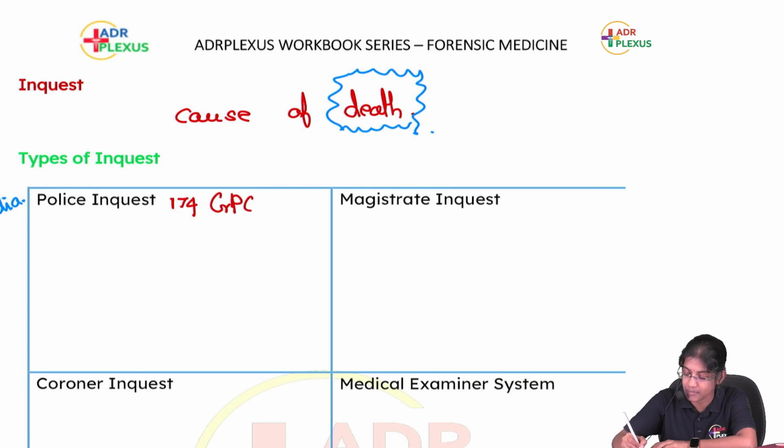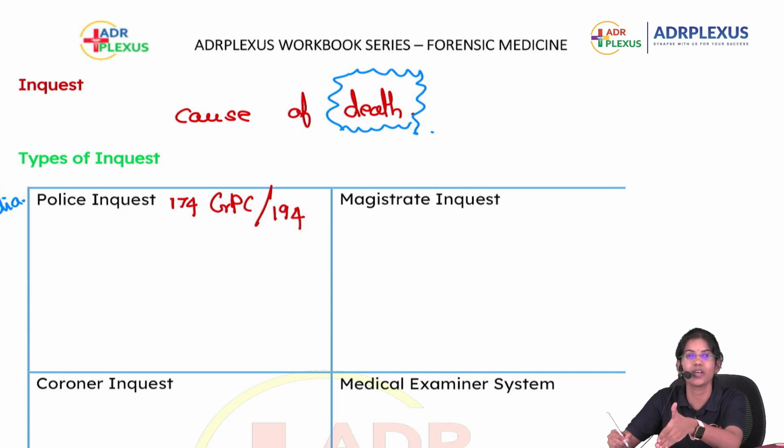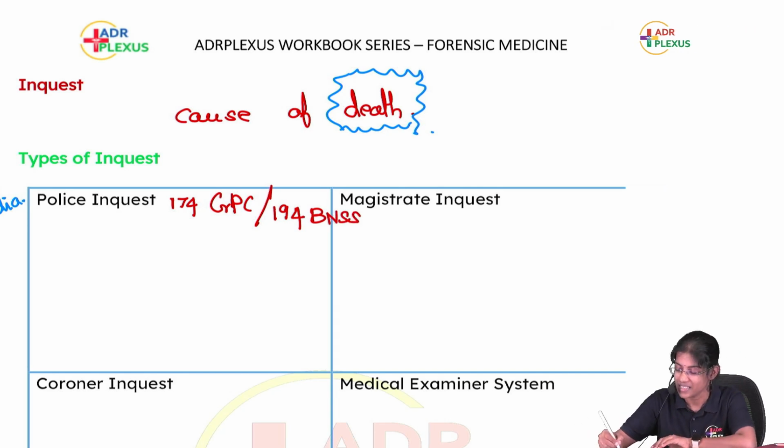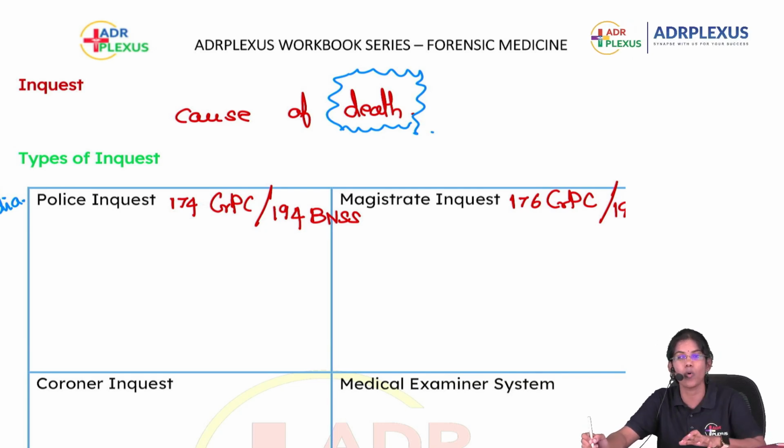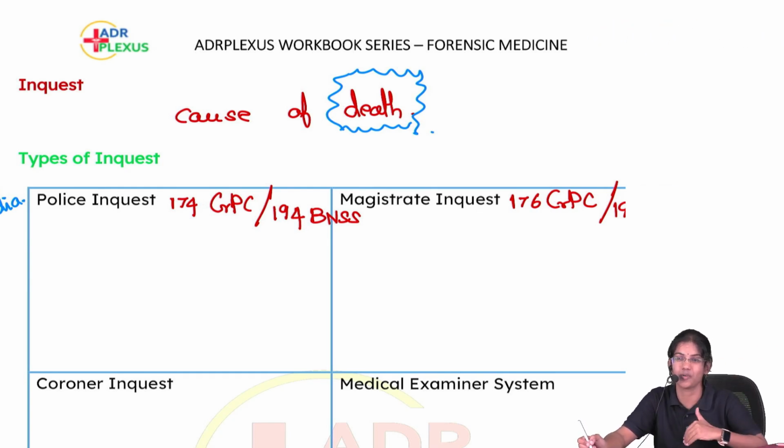CrPC. And what will be there? 194. Instead of CrPC, today we have what? What do we have in place of it? Yes, BNSS. Okay, very good. BNSS. See, because we are talking about the procedure, how it has to happen. So it's CrPC. Okay, the magistrate inquest was dealt with in 176 CrPC. And today we deal with it in 196 BNSS. Okay, they rewrote the whole CrPC. So, of course, the sections got pushed up, pushed down, and changed in different ways.